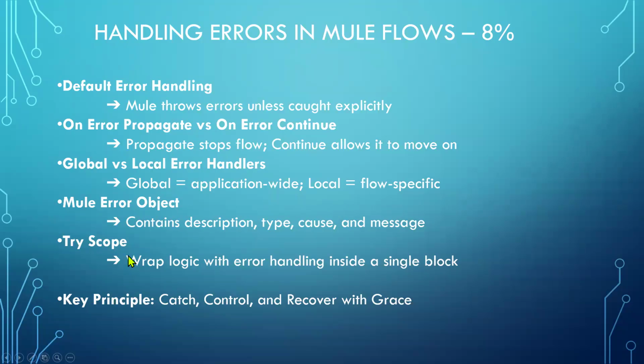Okay. And then the try scope is what we use when we wrap the ability to have error handling around a group of processors. It doesn't have to just be one processor. It could be multiple processors. Okay. So the idea behind it is, we want to consider exam relevance on these, and then real world relevance as well.